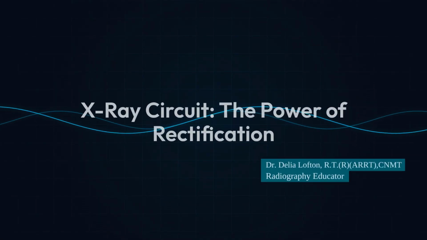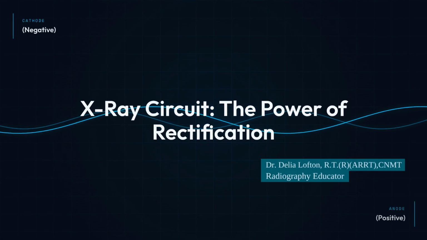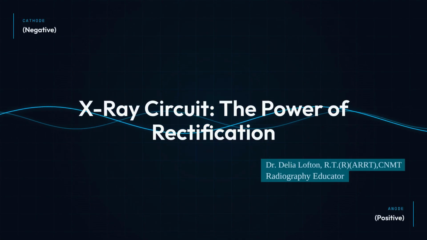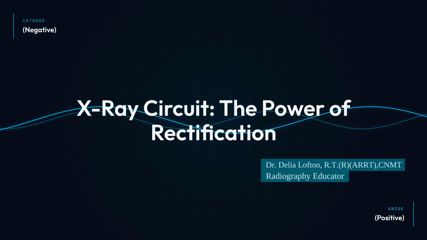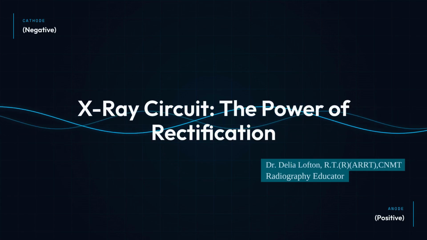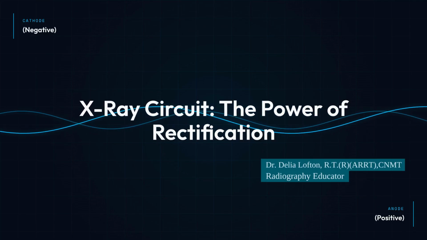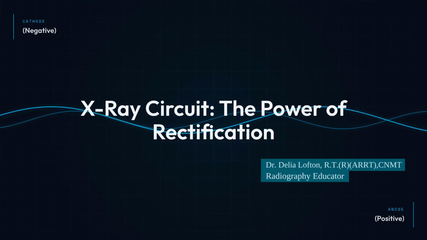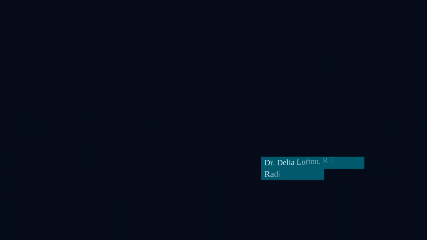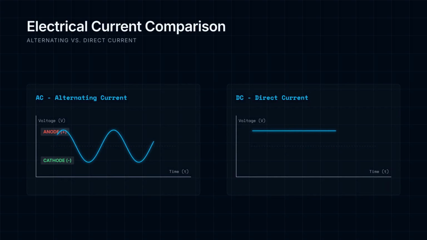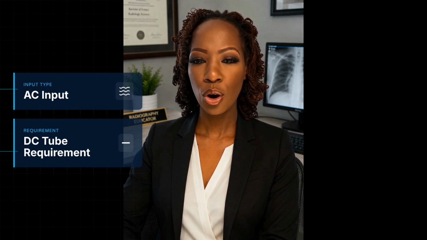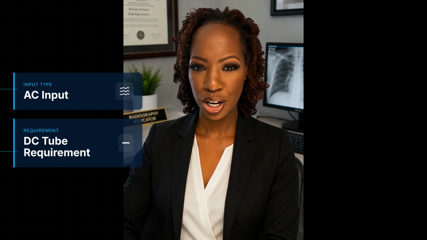I'm Dr. Delia Lofton, and today we're breaking down AC, DC, rectifiers, and rectification in X-ray circuitry, and why they are essential for proper X-ray production. Before we discuss rectifiers and rectification, we first need to understand the difference between alternating current, or AC, and direct current, or DC. These concepts are important because the X-ray imaging system receives AC electricity, but the X-ray tube requires current to flow in only one direction for proper X-ray production.